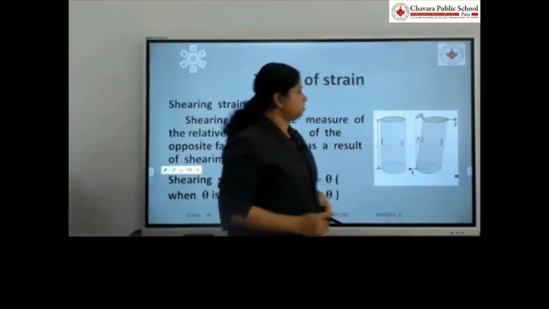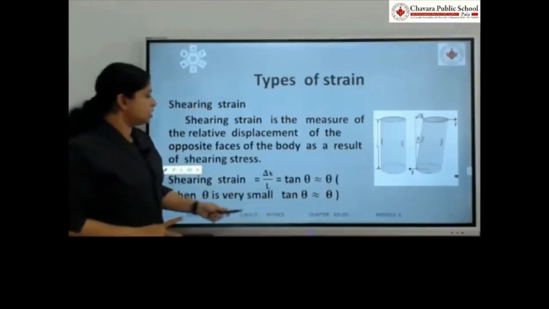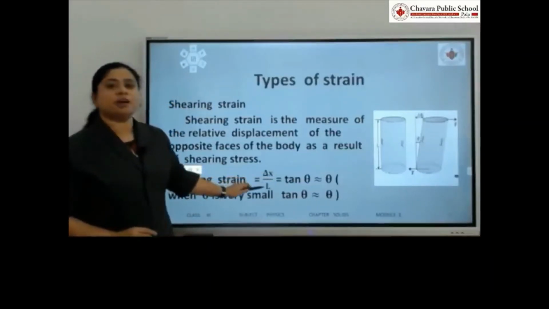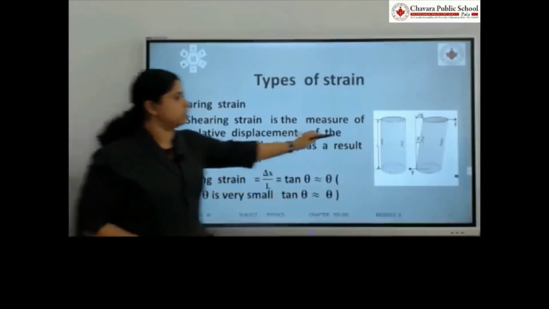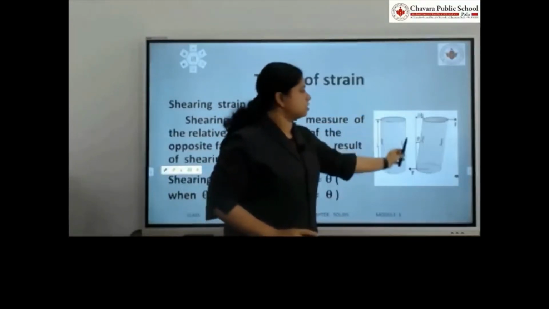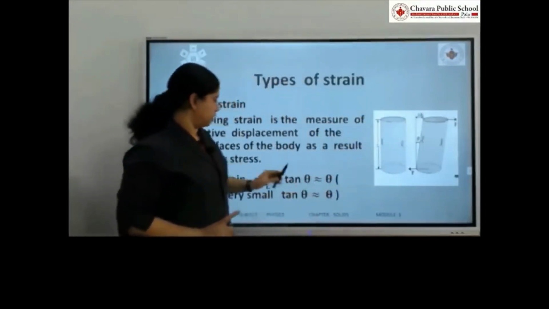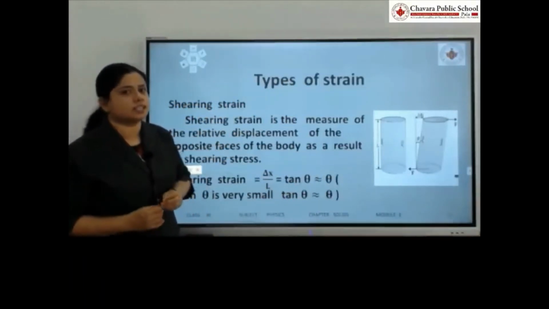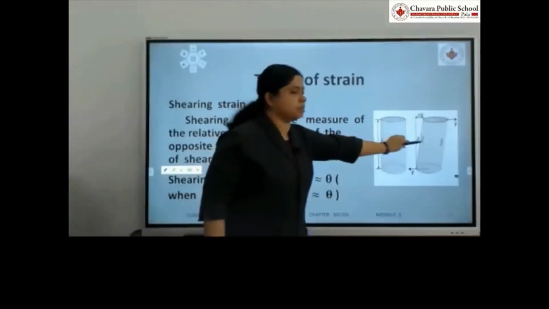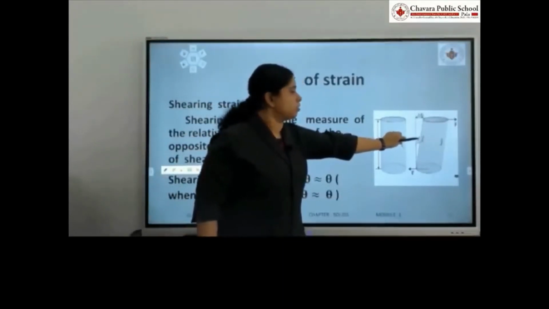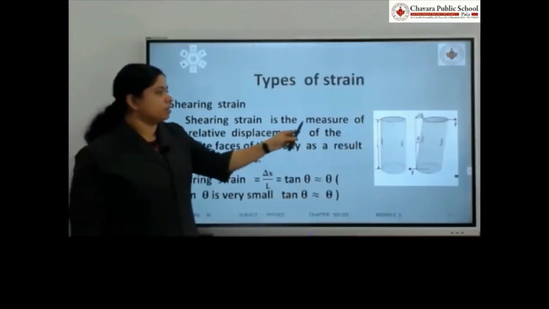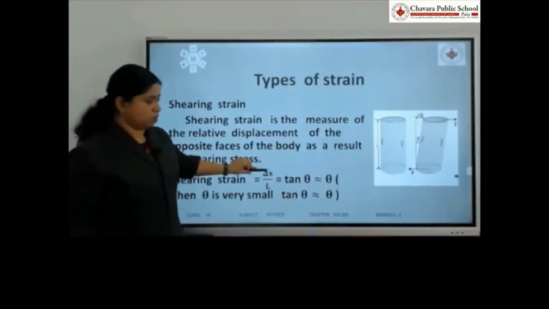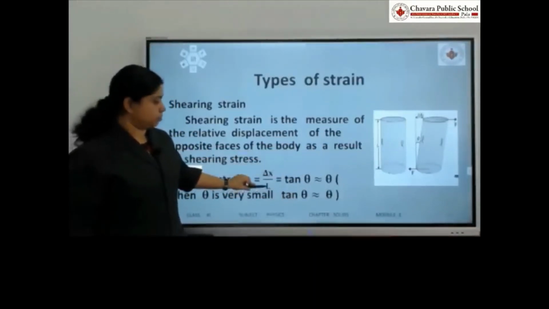So, from the figure, tan theta equals opposite side by adjacent side. Opposite side is delta x. Adjacent side is equal to the length of the body. So, delta x by L is a measure of the shearing strain. It is a measure of angle theta. Angle theta is a measure of shearing strain. So, tan theta equals opposite side delta x divided by length L.